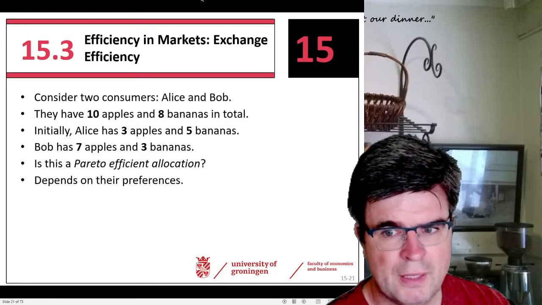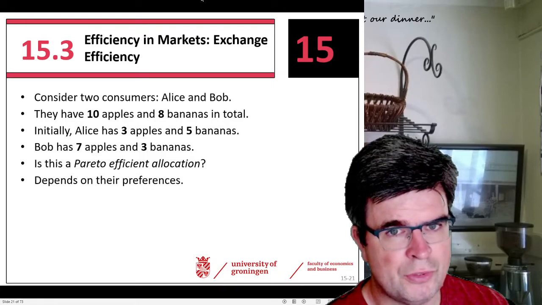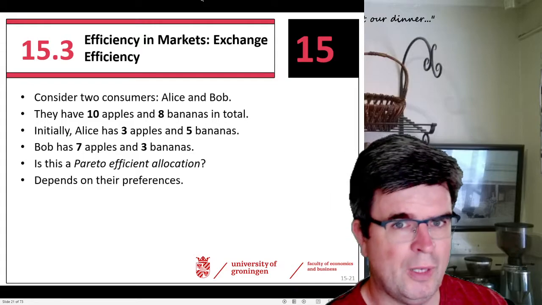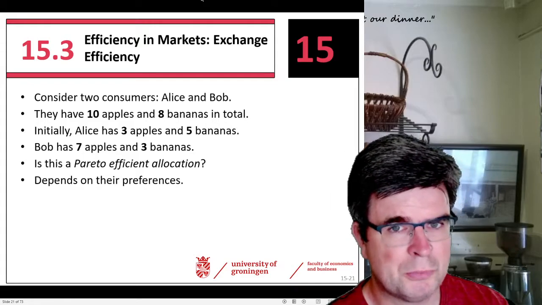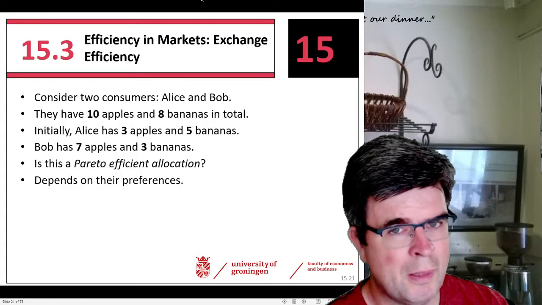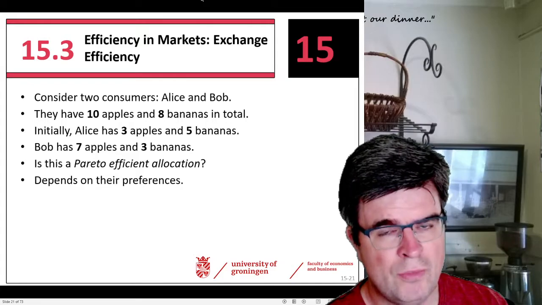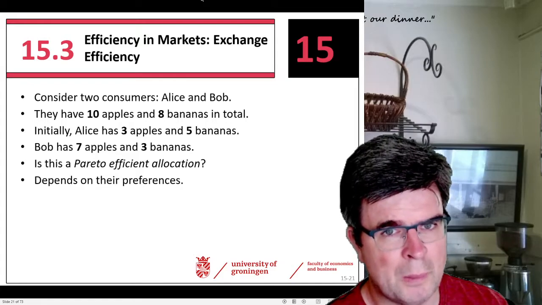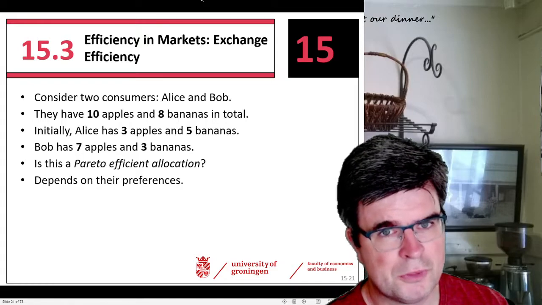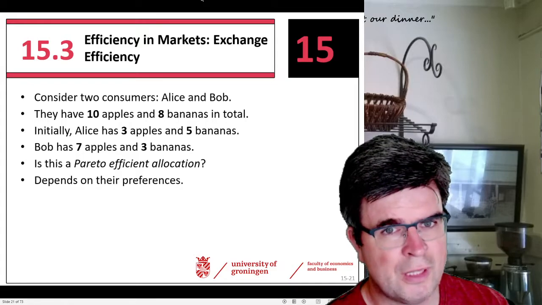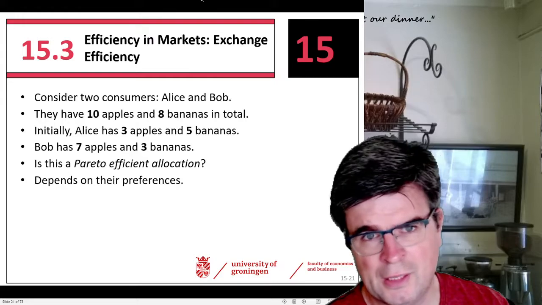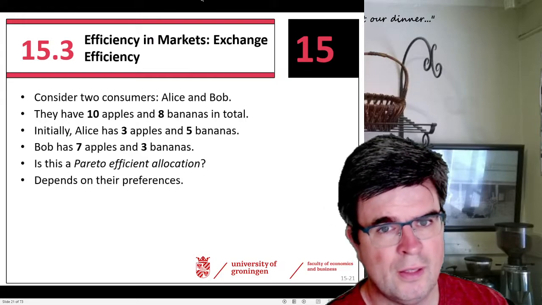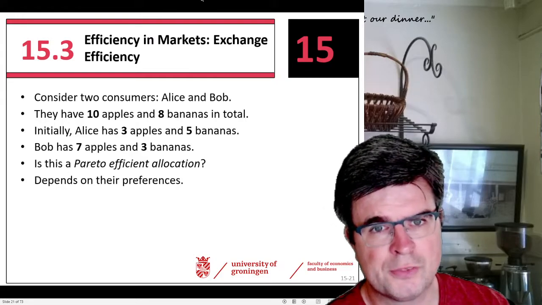The question is: is this a Pareto efficient allocation? Well, it's impossible for us to answer this question because so far we don't know anything about Alice and Bob's preferences. Specifically, we don't know to which extent they like apples and bananas and are willing to trade apples for bananas or vice versa.